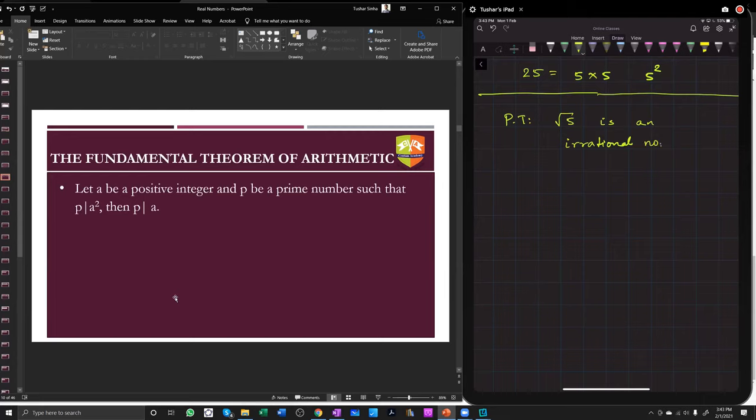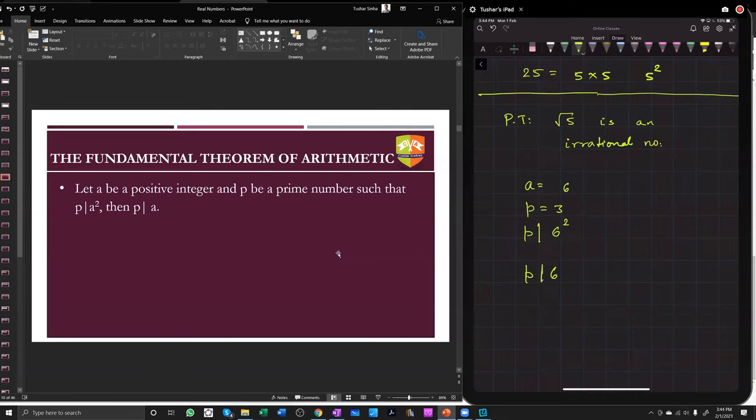Which one? That is, if A is a positive integer, let's say A is 25. Okay, so let A be a positive integer and P be a prime number so that P divides A square. So which one should I take? Let's say 3 and 36. Yeah, so let's say A is equal to 36. If A is equal to 36 and let's say P is equal to 3. Let's take A as 6, that will make it easier. So P divides 6 square, definitely. Now, when P divides 6 square, P also divides 6.